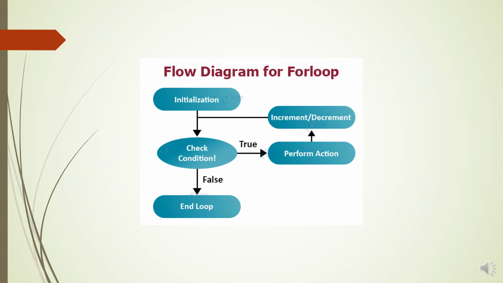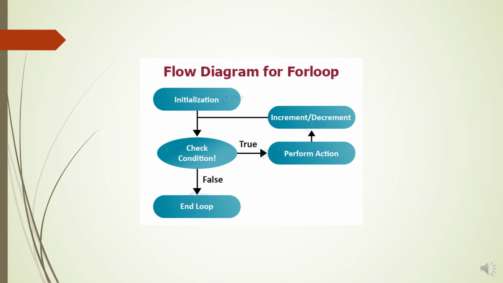The second part is testing the condition. It is used for testing the exit condition for a loop. It must return a Boolean value. It is also known as an entry control loop, as the condition is checked prior to the execution of the loop statements. The third one is statement execution.